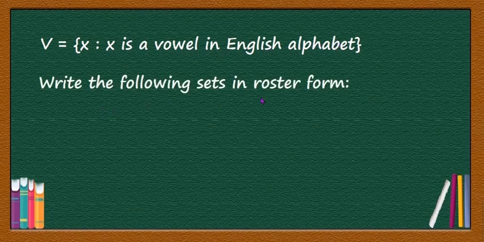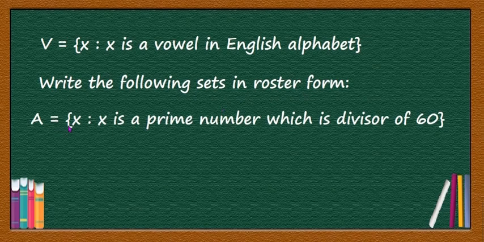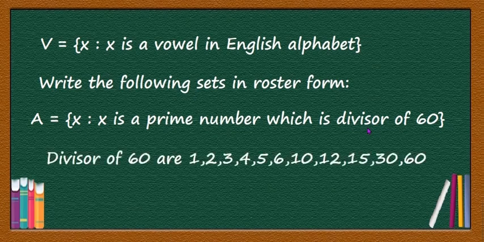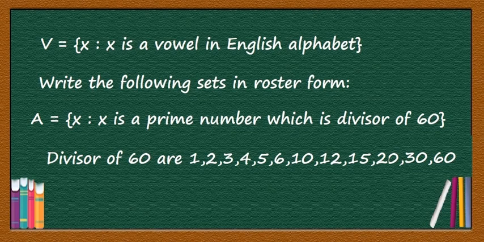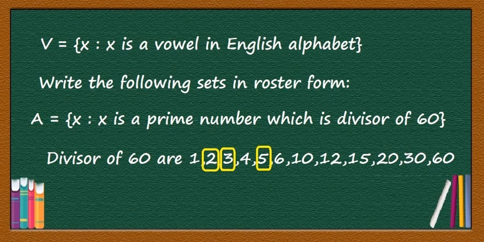Write the following set in roster form. A = {x : x is a prime number which is a divisor of 60}. In the first step, you have to write all the divisors of 60. Divisors of 60 are 1, 2, 3, 4, 5, 6, 10, 12, 15, 20, 30 and 60. Among these divisors, 2, 3 and 5 are prime divisors. Therefore, the set A contains these three elements, that is, 2, 3 and 5.